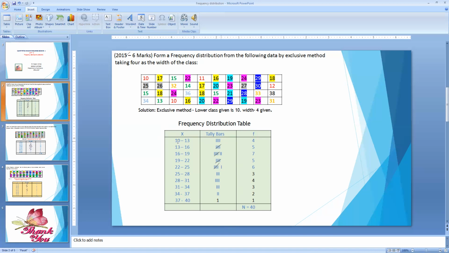So let us check the numbers which are falling in each class. While counting the numbers in the case of the exclusive method, we should not count the last number, because the last number will be repeated in the next class interval. So we should count only up to the number minus 1, that is, up to 12.